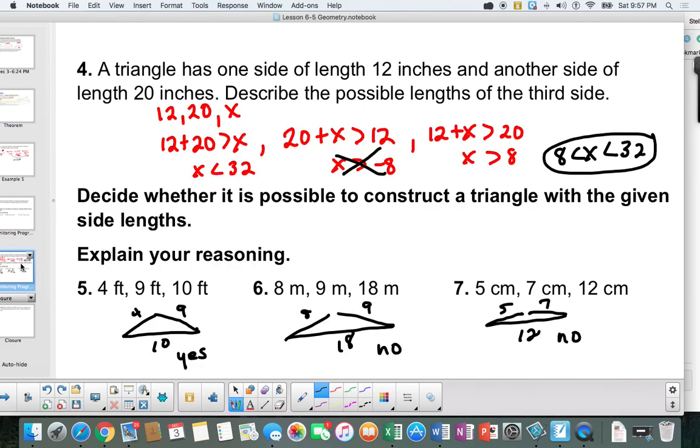For number 4, x is between 8 and 32. Any numbers there. And by the way, it could be a fraction, so you could say something like 8.5 or 10.3. It just has to be numbers between 8 and 32. And this is the end of the screencast.